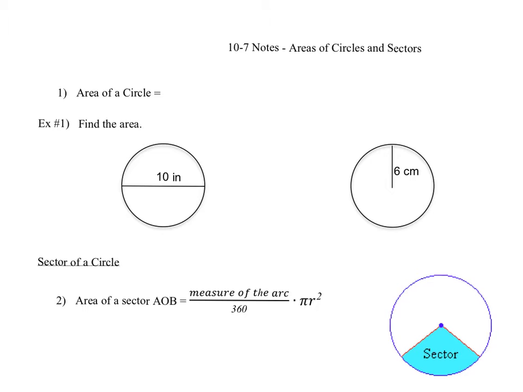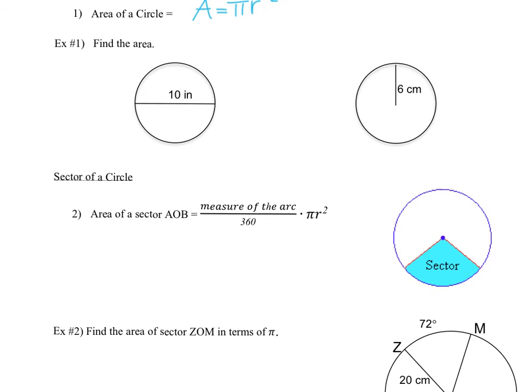Anyone know that formula for me? Area of a circle is what? Pi r squared. Pi times the radius squared, okay? So if I want you to find the area of this first circle, you are given, is that a radius or a diameter? That's a diameter. So how do you turn a diameter into a radius? Cut it in half. So this would be 5, okay?